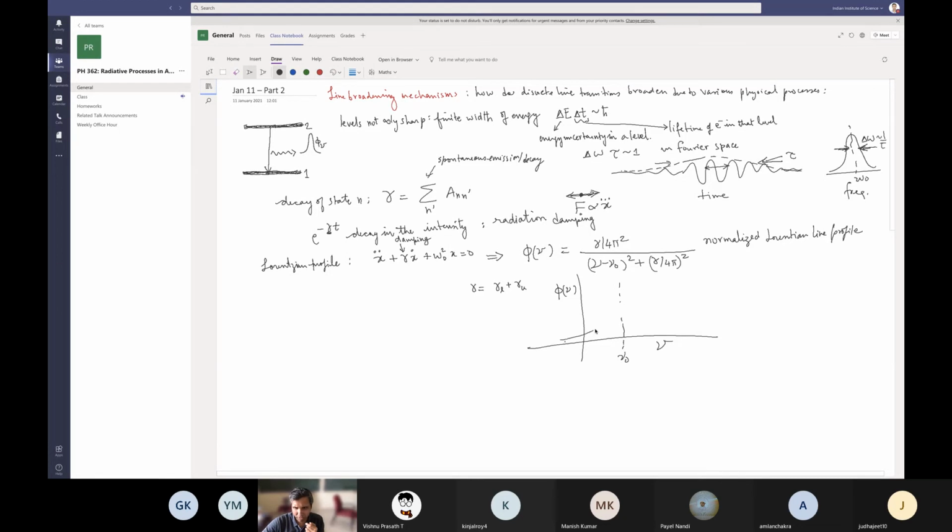And it has these wings which fall off like 1 over nu squared, far away from nu naught. They are not exponentially decaying. These are Lorentzian wings, which fall off at high frequencies as 1 by nu minus nu naught squared, right? It does not fall as e to the minus nu minus nu naught squared by sigma squared, right? They do not fall very fast. So these are called the wings.